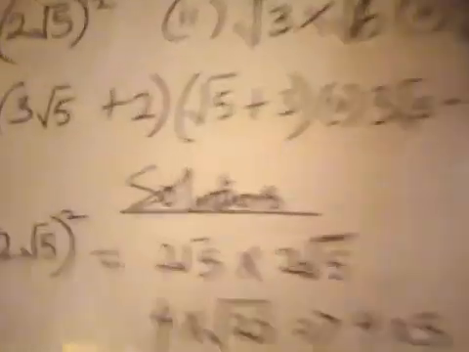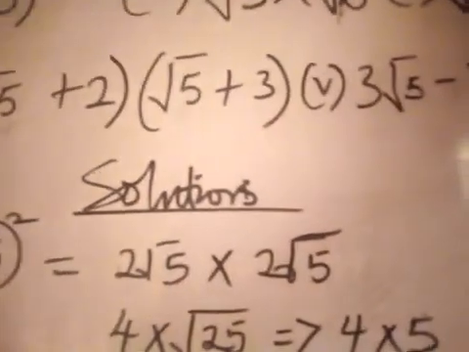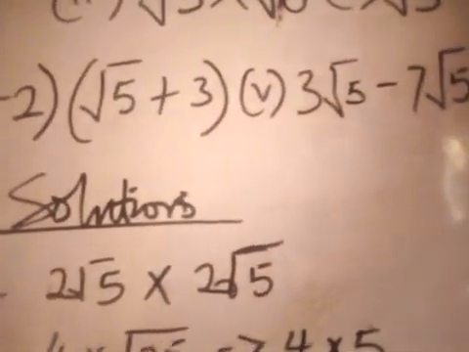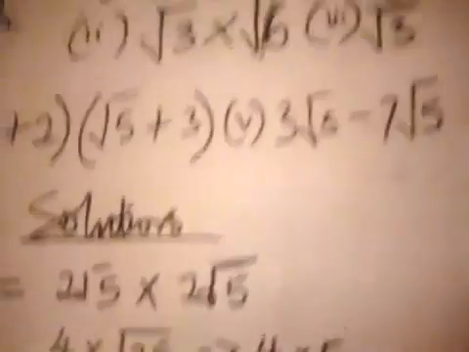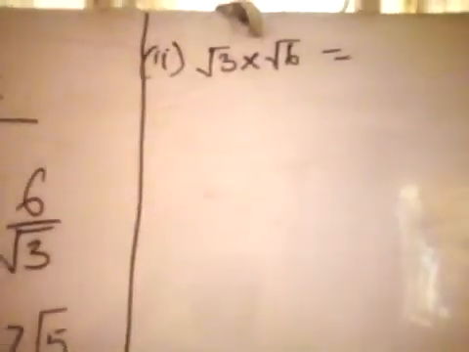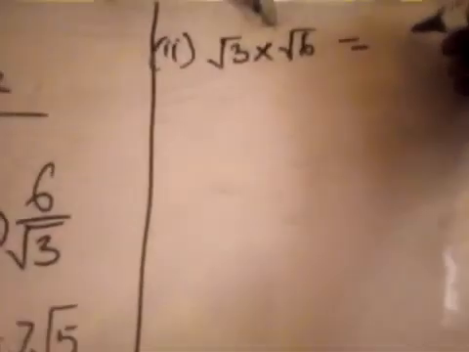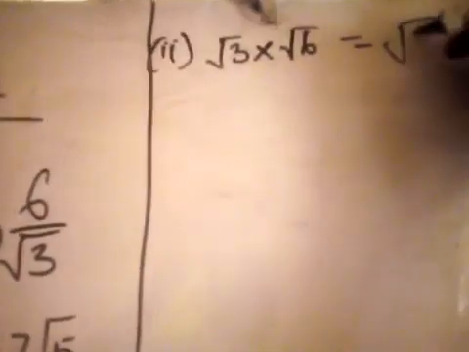So let's go to question 2. This is 3. You understand? So multiply the 2, this and this. If you multiply the 2, what do you have? So you have your 18.